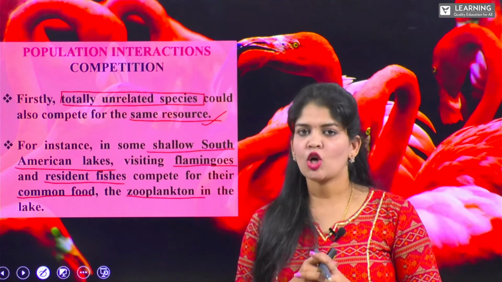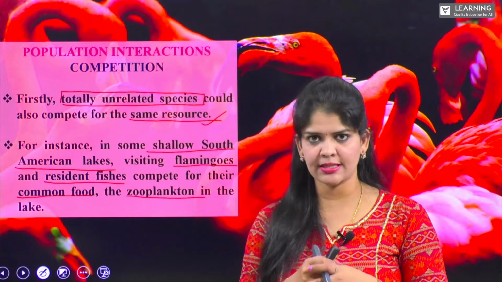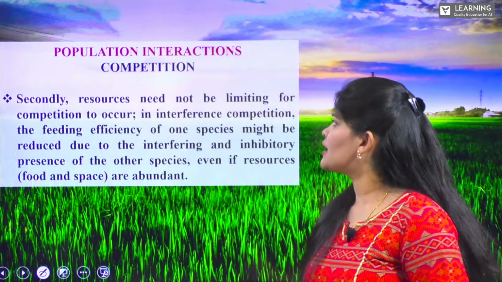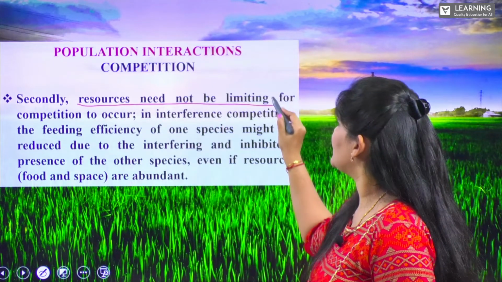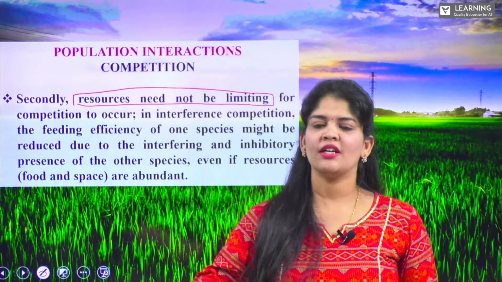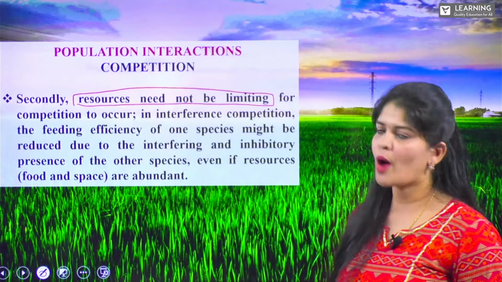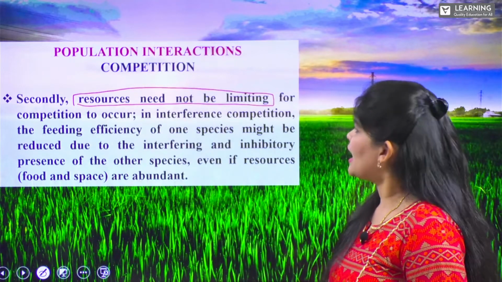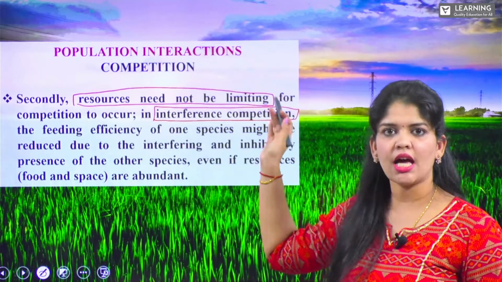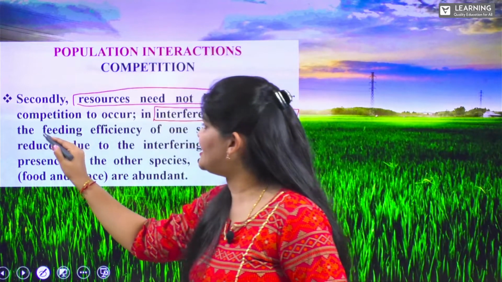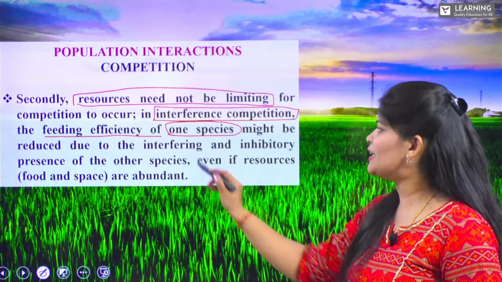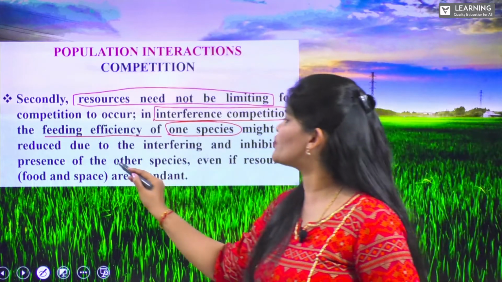We believe that competition always happens if the resources are limited. That is also not entirely true. Secondly, resources need not be limited. Even if the availability is unlimited, there is evidence of the existence of competition. In interference competition, one species interferes with another species. So here, the feeding efficiency of one species might be reduced due to the interfering or inhibitory presence of the other species.